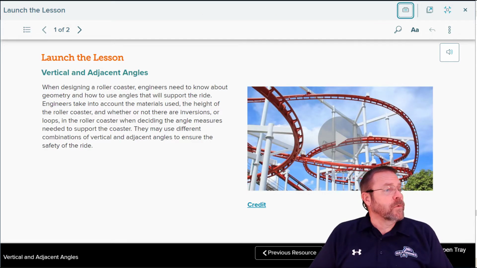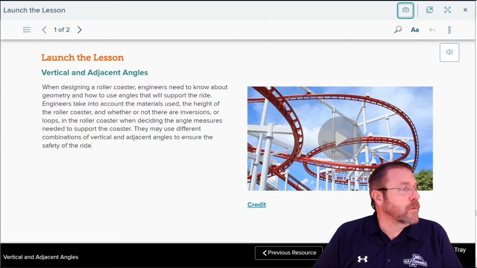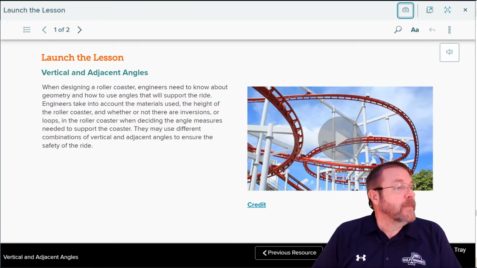When designing a roller coaster, engineers need to know about the geometry and how to use angles that will support the ride. Engineers like to take into account the materials used, the height of the roller coaster, and whether or not there are inversions or loops in the roller coaster when they decide the angle measures needed to support the coaster. They may use different combinations of vertical and adjacent angles to ensure the safety of the ride.